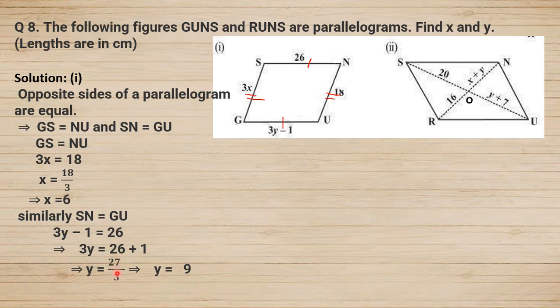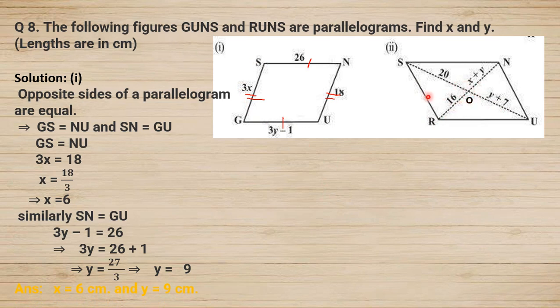So here for the first parallelogram GUNS, we get the value of x is 6 and the value of y is 9 centimeter. Now consider the second figure. It is also a parallelogram. RUNS is a parallelogram here, and it is given that diagonals are there also, and they are intersecting at a point O. It is shown in the figure.